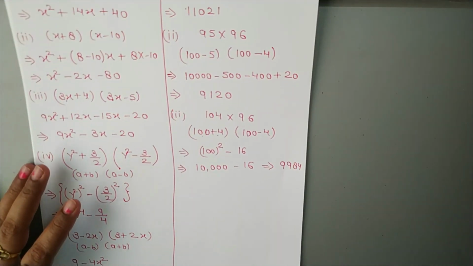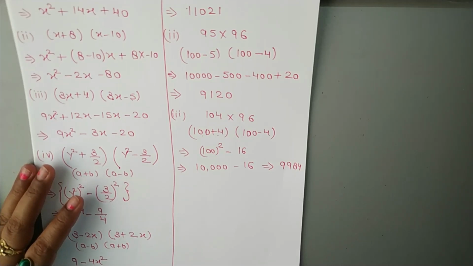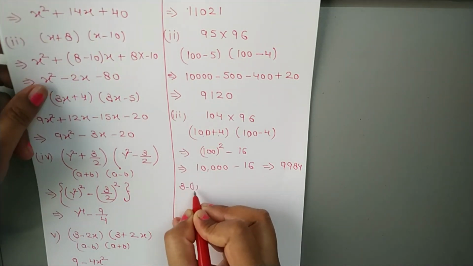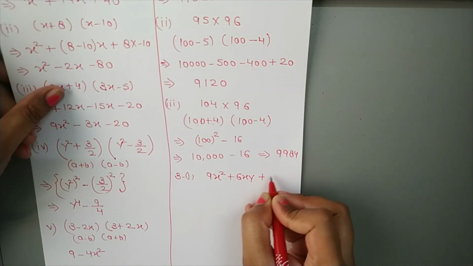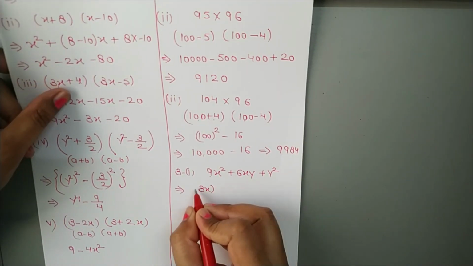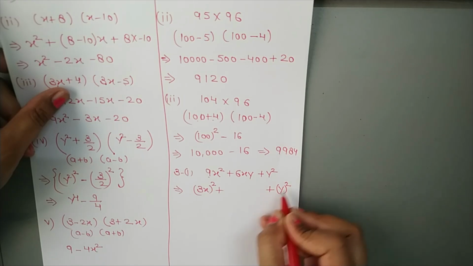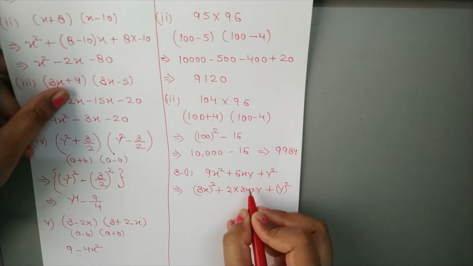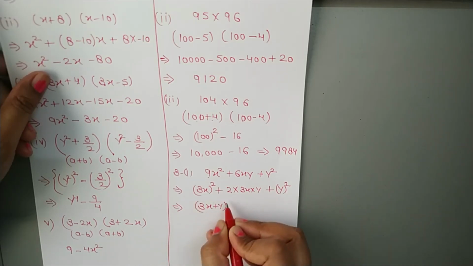Now the third question is: factorize the following using appropriate identities. Okay, the first one is 9x square plus 6xy plus y square. We can write this as (3x) whole square plus (y) whole square, then 2 into a into b, so 3x into y. So it will become (3x plus y) whole square.